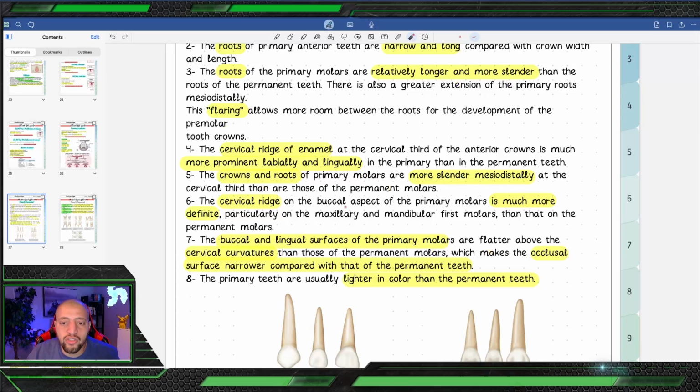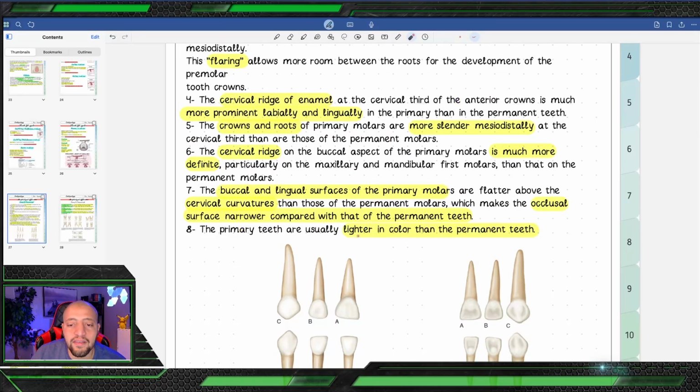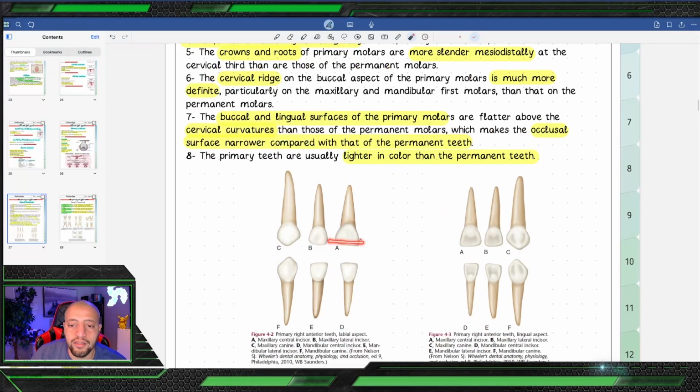The cervical ridge on the buccal aspect of the primary molar is much more defined. The buccal and lingual surfaces of the primary molar are flatter above the cervical curvature than those of the permanent molar, which makes the occlusal surface narrower compared to the permanent teeth. Primary teeth are usually lighter in color than permanent teeth. So you see here, it's wider mesiodistally, with huge constriction here, and the roots are cylindrical and longer. Specifically, the lower canine has a very prominent cusp and is wider mesiodistally.